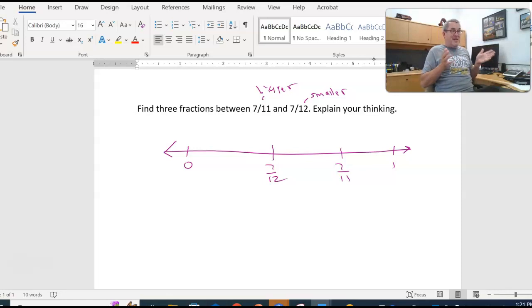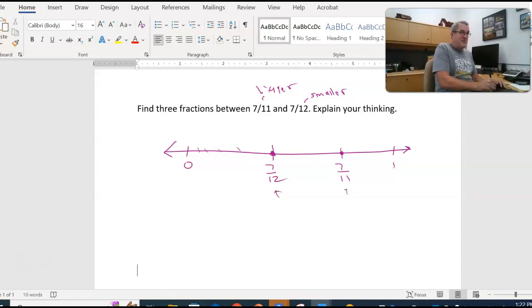A fraction is a number. 7 copies of 1/12, 7/12ths, has a location on a number line just like any other fraction would have. I mean, imagine taking our interval from 0 to 1 and cutting it up into 12 equal parts and marching over 7 of those parts, 7 1/12ths, or cutting it up into 11 equal parts and marching over 7 of those parts might put us right there. Not to scale here, but 7/12ths and 7/11ths are certainly on a number line.